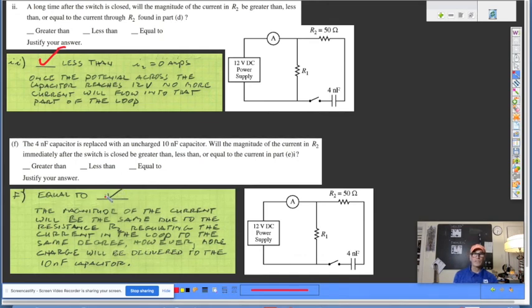So the answer is equal, and I've said as much in terms of the justification. But what I wrote here is the magnitude of current will be the same due to the resistance R2 regulating the current in the loop to the same degree. However, more charge will be delivered to the 10 nanofarad capacitor. So that should do it for the justification.